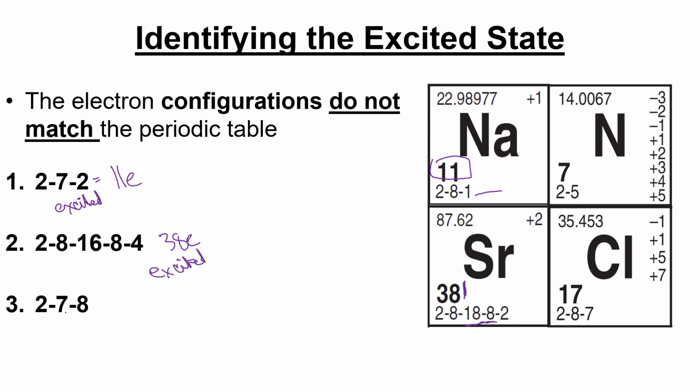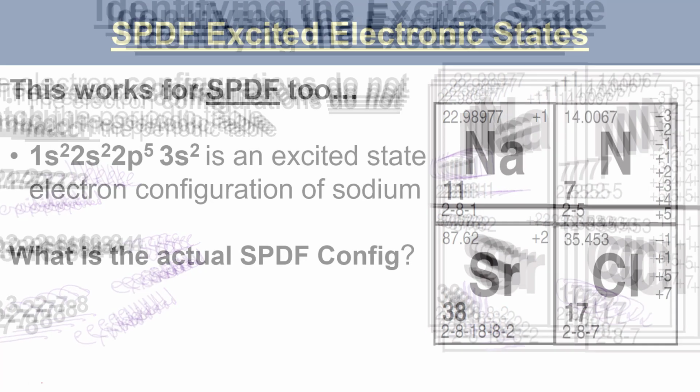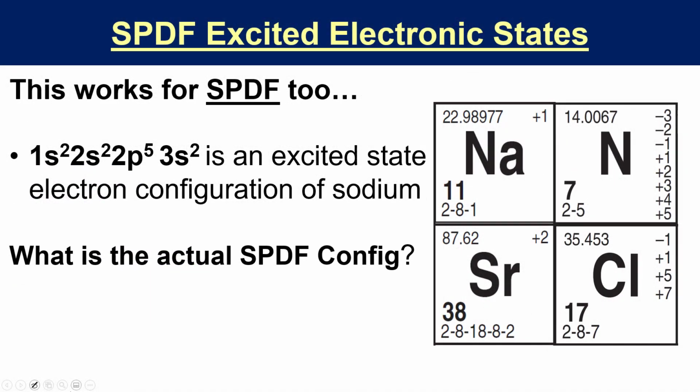And obviously here I have 17 electrons. 2-8-7 is the ground state electron configuration for 17 electrons. Here it says 2-7-8. That means one of these electrons jumped up a ring where it shouldn't have. This is also excited. So identifying the excited state is not that difficult. This is also the case for any SPDF electron configurations. Just throwing it out there.